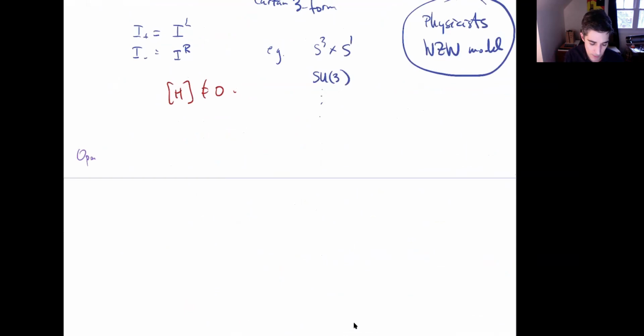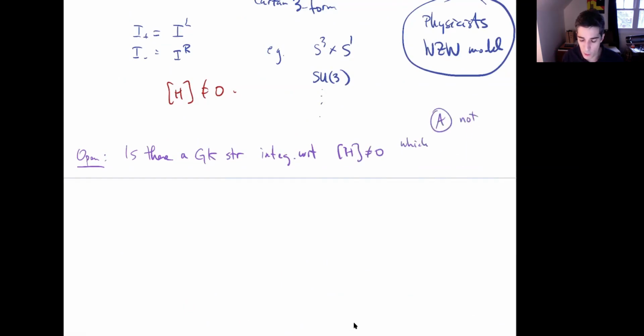So open problem: is there an example? Is there a generalized Kähler structure, integrable with respect to a three form which is non-zero in cohomology, which A is not a Lie group, and B, I don't like that condition because saying that a space is a Lie group is kind of a weird condition, but a better condition would be that the DH cohomology is non-trivial.